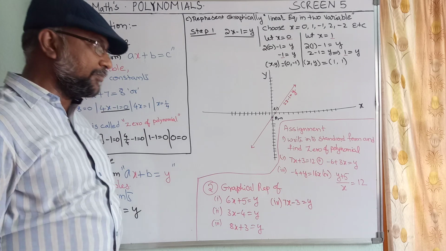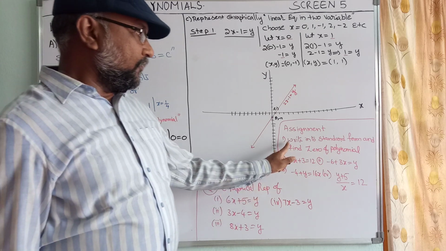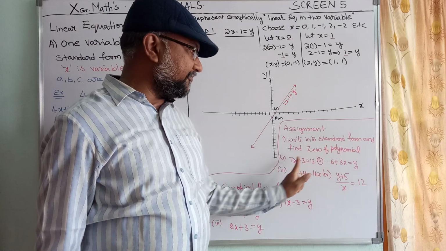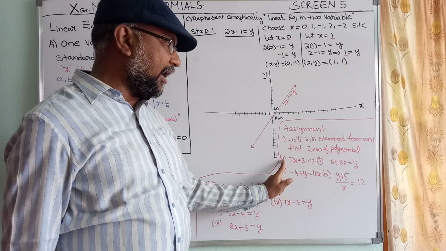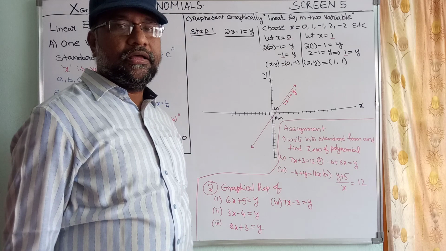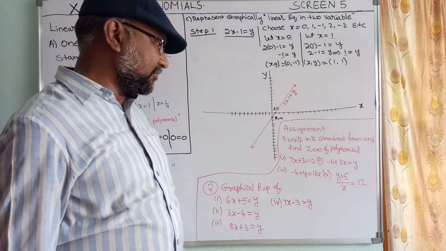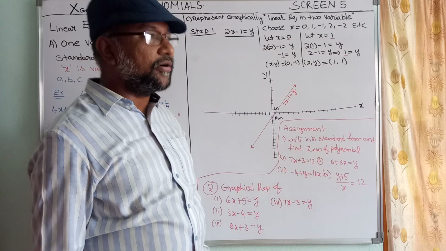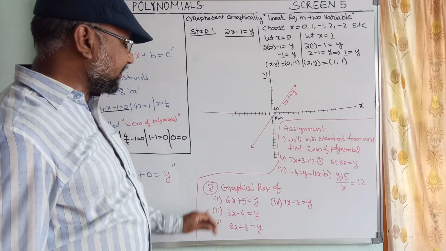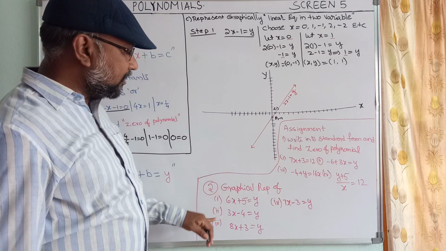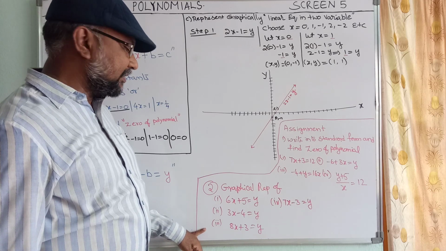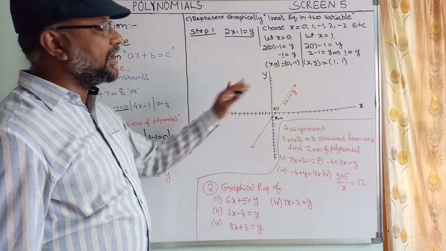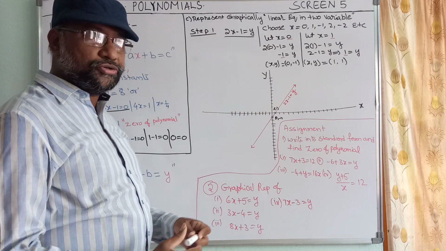Now you have an assignment. The first question, write into the standard form and find the zeros. I have given you 4 linear equations. Now you have to convert them into the standard form and find the zero of the polynomial. Next, I have given you 4 equations in 2 variables. Now you have to represent them graphically and post it to my WhatsApp.